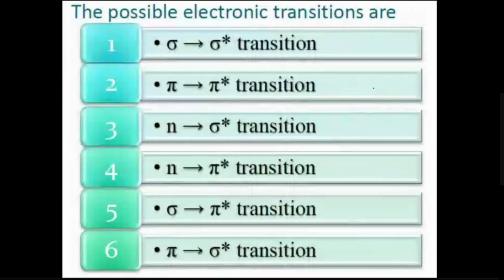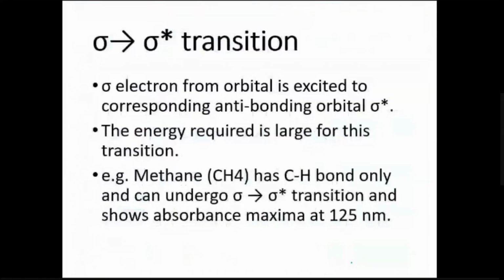Okay, so these are 6 possible transitions: sigma to sigma star, pi to pi star, n to sigma star, and n to pi star. These 4 transitions are observed in UV-visible. These 2 transitions are forbidden: sigma to pi star and pi to sigma star. Now, which molecules will show only the sigma to sigma star transition? Obviously, molecules in which all the bonds are saturated, all bonds present are sigma bonds. Those will show sigma to sigma star transitions.